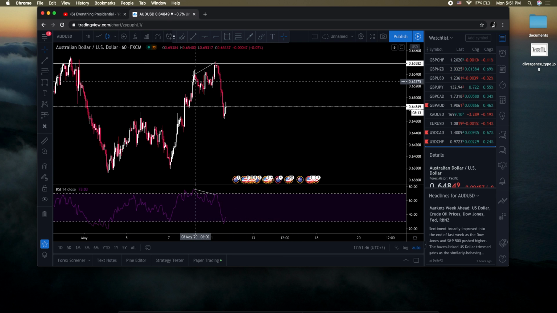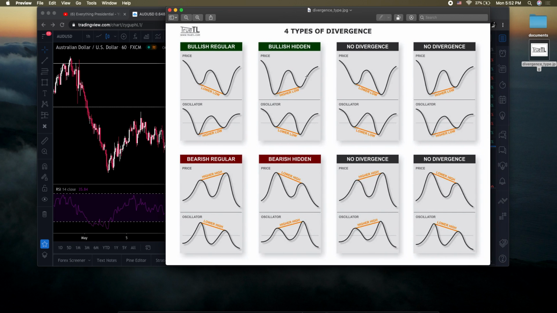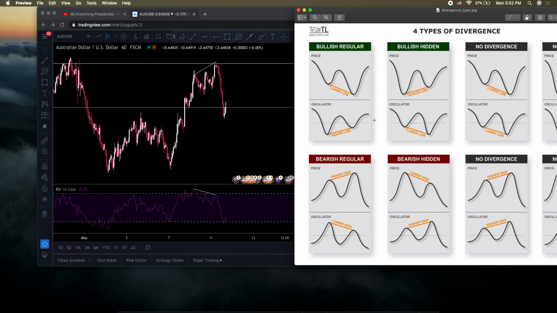So the price is making higher highs, as you can see, higher high, higher high, higher high, but the indicator is making lower highs. You open this cheat sheet that you have over here, or you can get this from Google. I got this from Google, by the way. You look for what's happening right now: price is making higher highs, indicator is making lower highs. This means bearish. Bearish divergence means that the market is about to have a reversal and it's going to fall.